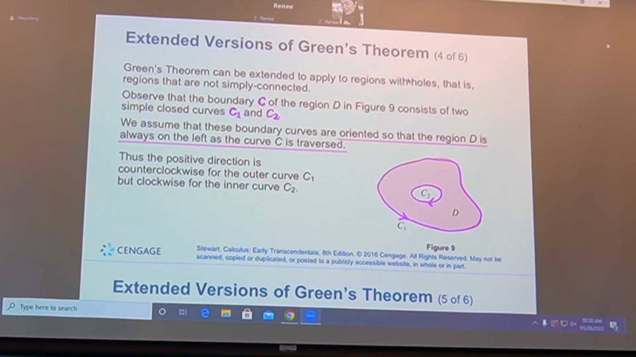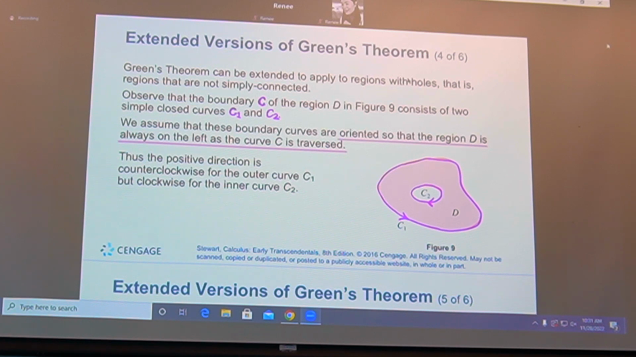Maybe I ask someone to read this. Corinne, could you read from here to here? Green's theorem can be extended to apply to regions with holes, that is, regions that are not simply connected. Observe the boundary C of the region D in figure 9, consisting of two simple closed curves, C1 and C2. We assume that these boundary curves are oriented so that the region D is always on the left as the curve C is traversed.